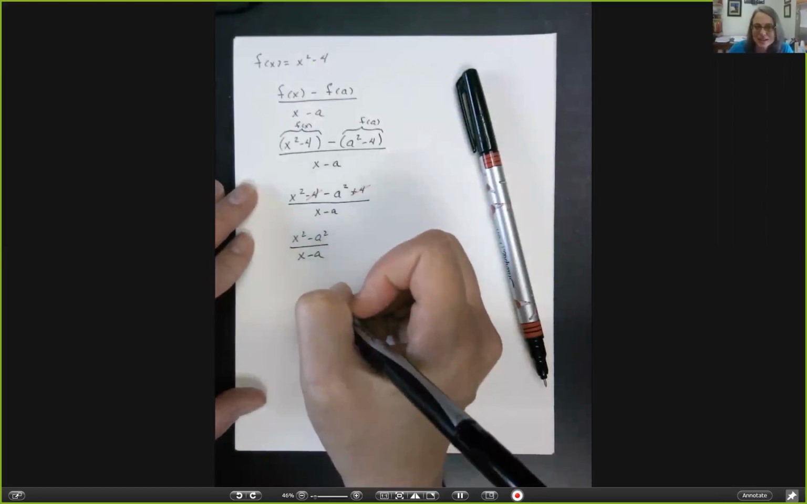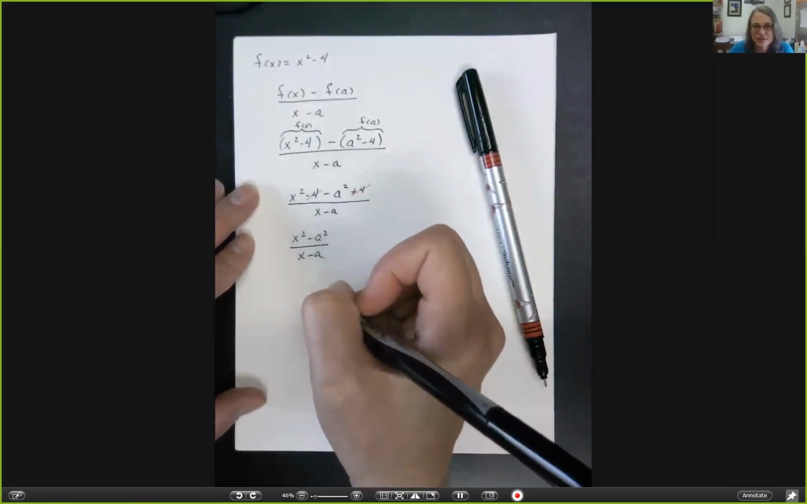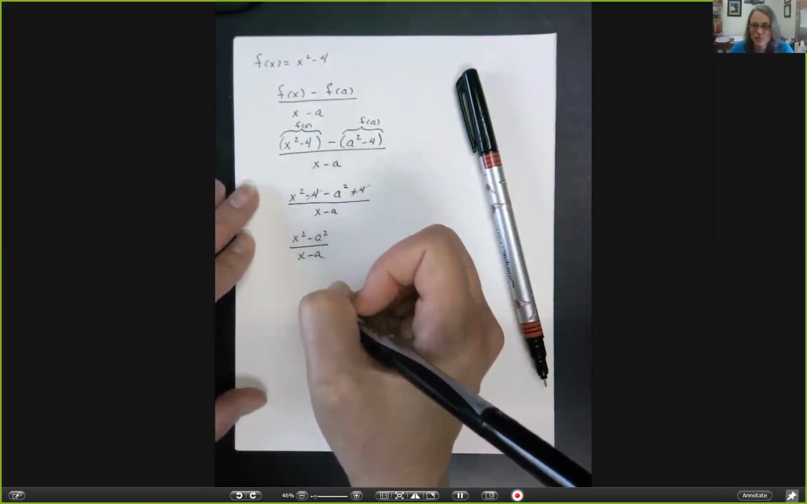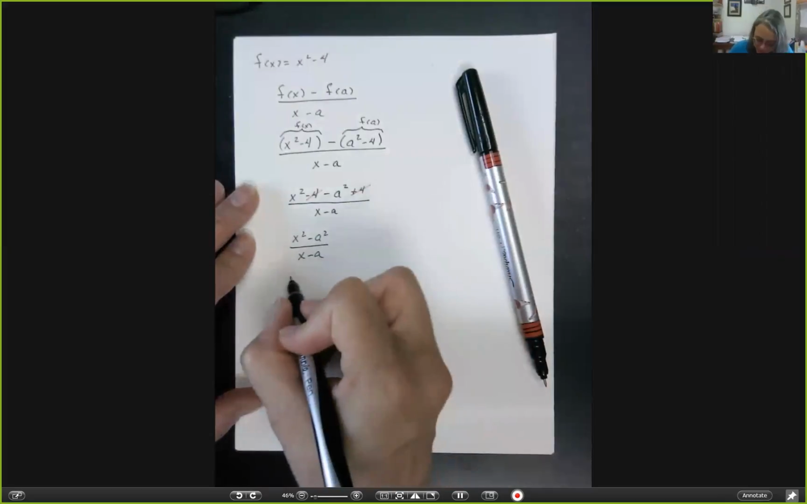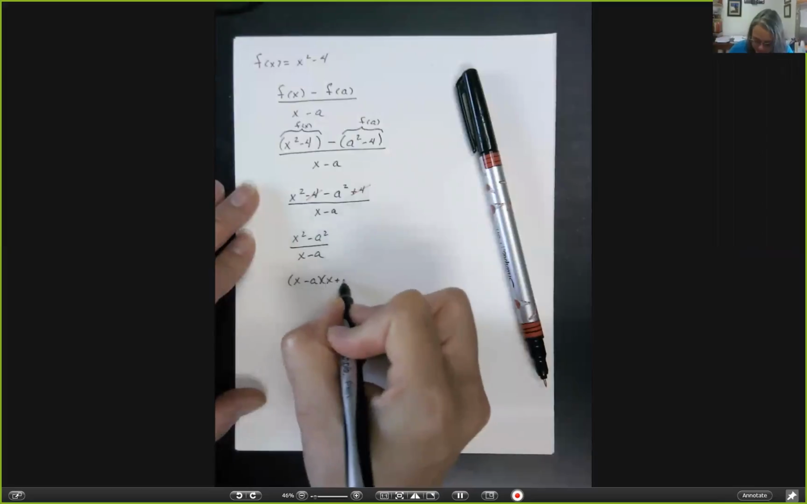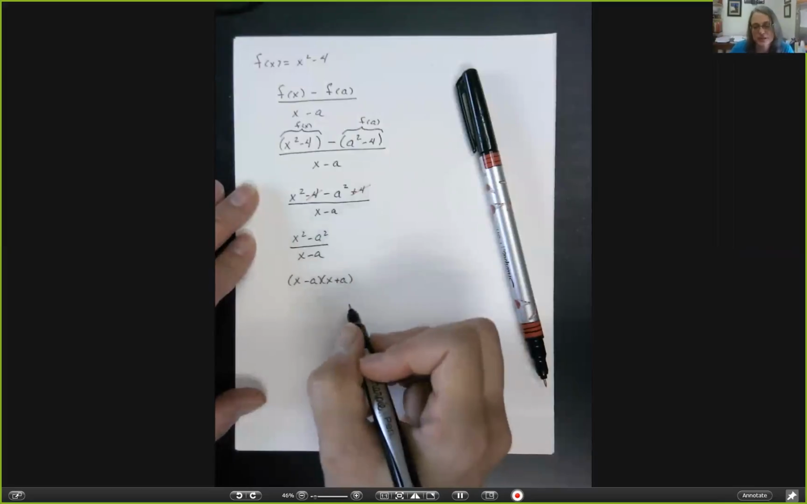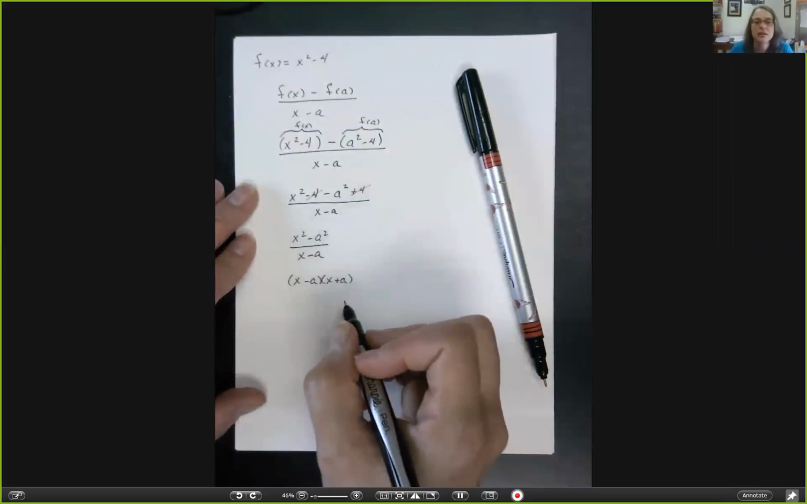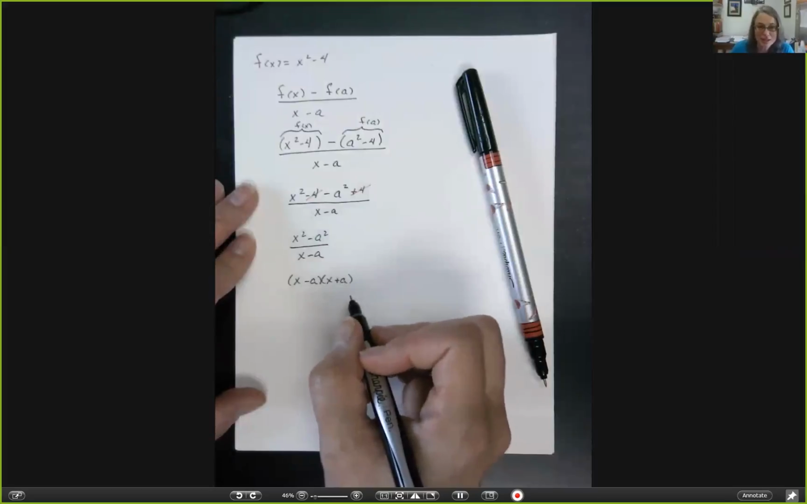Remember that you cannot cancel something that is added to or subtracted from something else. So what we need to do is factor the top. We've got x minus a times x plus a is how that numerator factors, because that's a difference of perfect squares. If you don't remember that, the AC method will get you there.